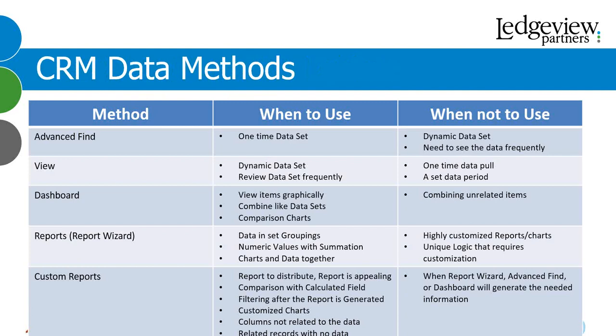When a view really isn't going to be for you, it's when it's a one-time data pull, like for advanced find, or it's a set data period. Set January 1st to February 1st of 2016. Advanced find is going to be your best bet.